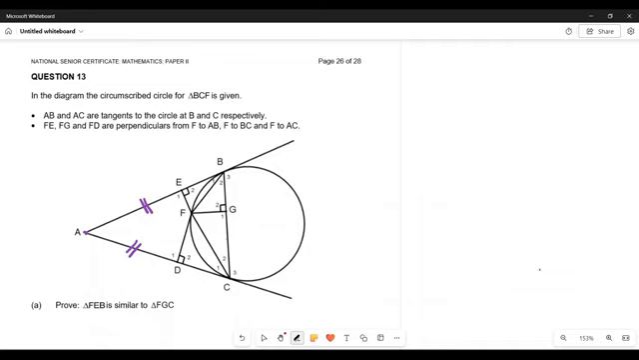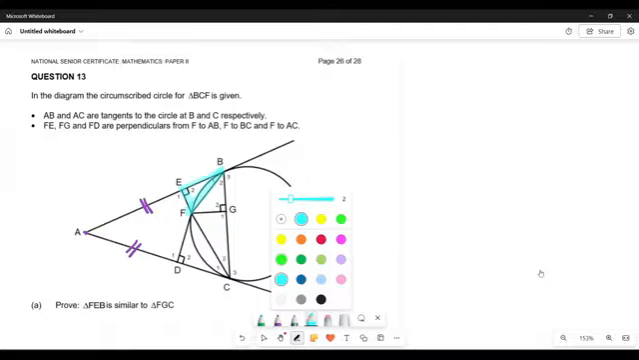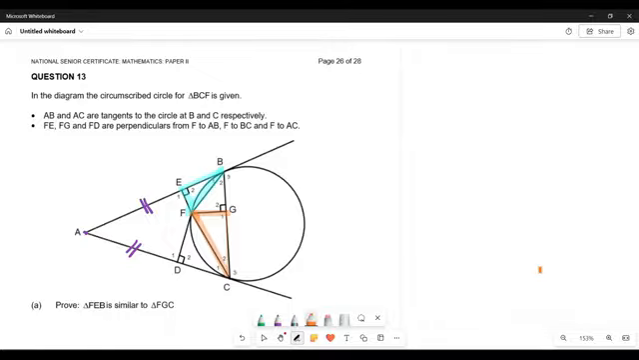Prove that triangle FEB is similar to triangle FGC. Now let me highlight my triangle FEB. So this is my F to E. Now, my other triangle, which I'm going to highlight with a different color, FGC. Now, I need to prove that these two triangles are similar to one another.